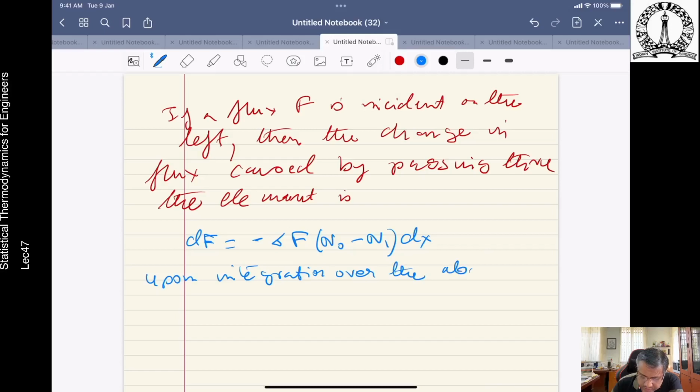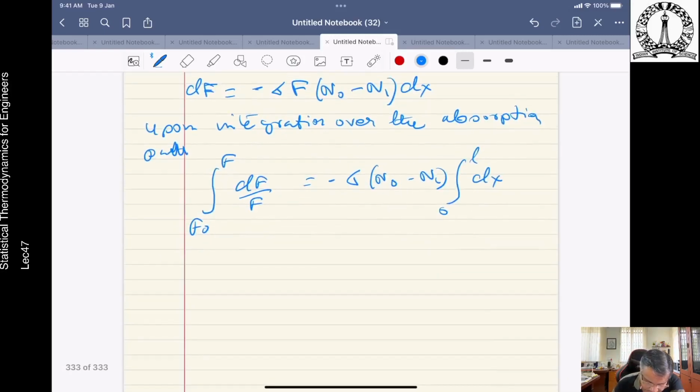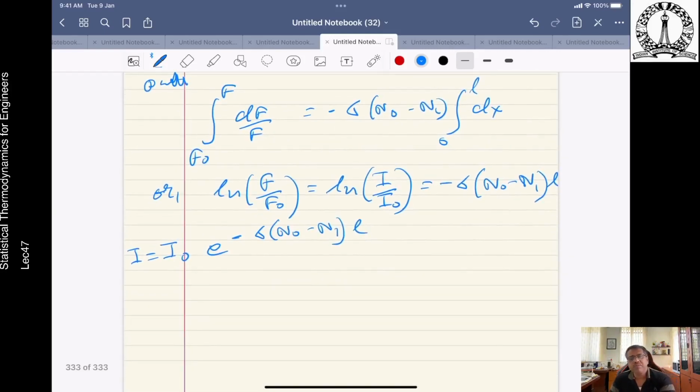So upon integrating over the absorption path, this becomes, if it was F naught to F, dF by F equal to minus sigma n naught minus n1 integral 0 to L dx, or ln of F over F naught is equal to minus sigma n naught minus n1 times L. Or in other words, it can be written as I is equal to I naught exponential minus sigma n naught minus n1 L, which is called the Beer's law.